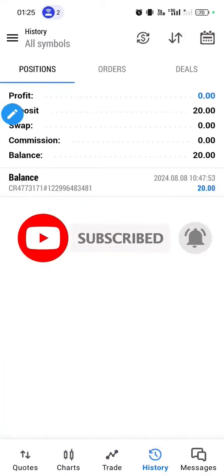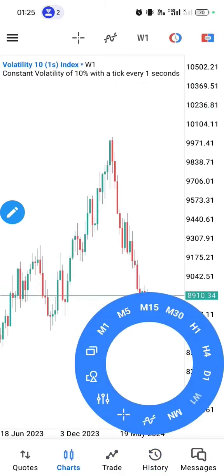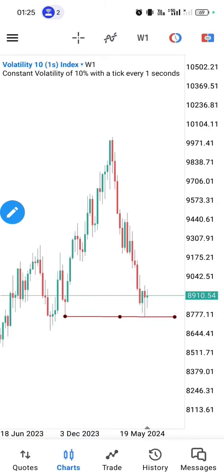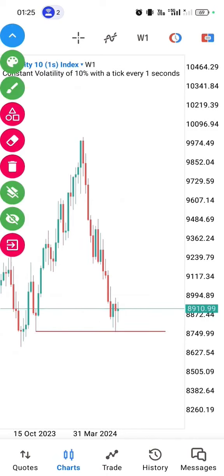Okay, so there's the 20 USD that was deposited, and we start off on the weekly time frame. Now I want you to notice the two equal lows that were created, and of course they contain sell side liquidity, and we know that price has to head towards the sell side liquidity.